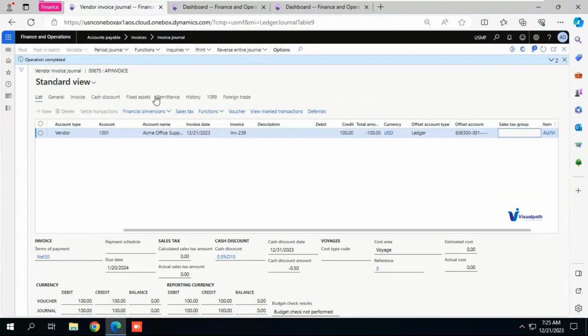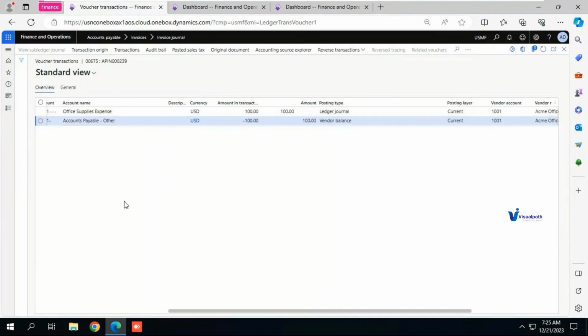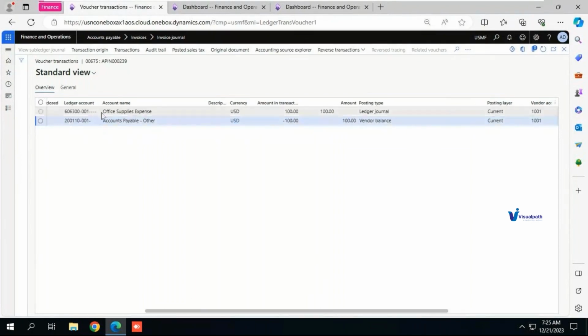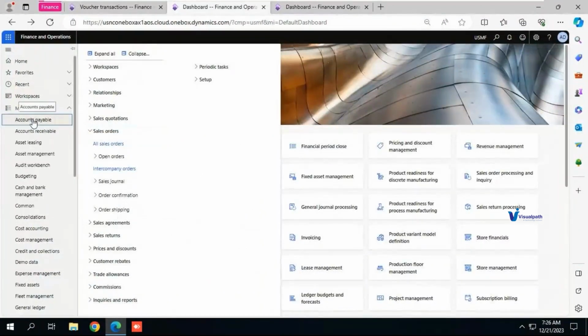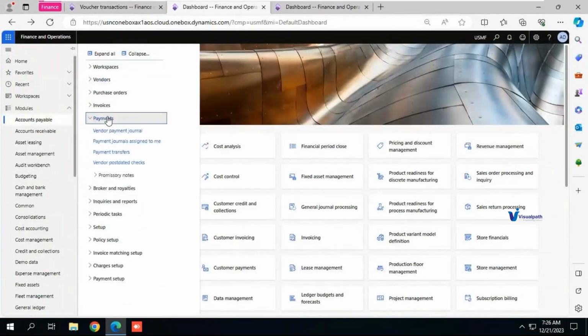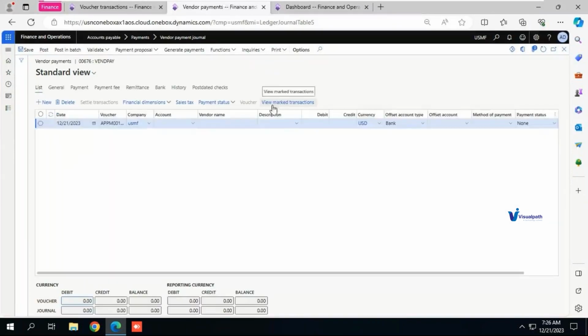Okay, now if you verify the voucher, expenses account debit to vendor account credit. So here office expenses, office supplies expenses account debit to vendor account. This is the vendor invoice. Vendor payment means accounts payable, collapse all, payments, vendor payment journal. Click on new, select the journal name, go to lines, select the vendor.